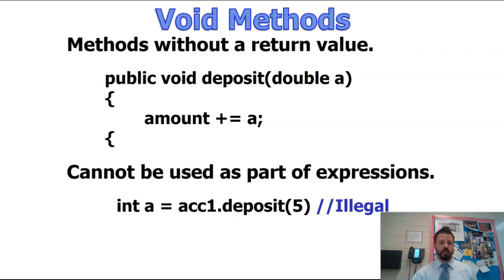So let's start by talking about void methods. Those are methods without a return value. So for example, public void deposit. This method doesn't return anything. It doesn't give anything back. All it does is change the amount and then doesn't put anything back into the code. Okay, so void methods cannot be used as expressions. I could not, for example, say int a equals account1 dot deposit 5, because account1 dot deposit 5 isn't equal to anything. It doesn't return anything to that point of the code.